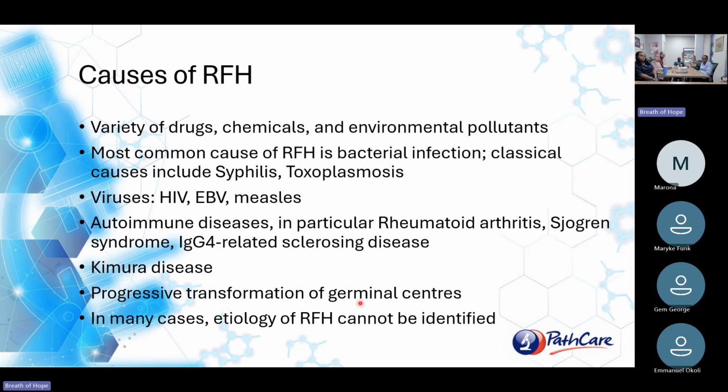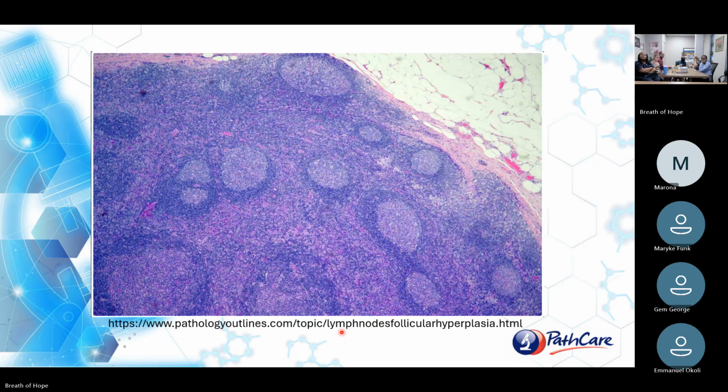There's also progressive transformation of germinal centers. This is where you have a reactive follicular hyperplasia due to a stimulus outside of the lymph node, and often there can be a malignancy. So you might have a lymph node draining an area where there is malignancy, and as part of the reactive process to that, you have very, very big germinal centers, with slight disorganization of the architecture. However, in many cases, the cause of the reactive follicular hyperplasia cannot be identified.